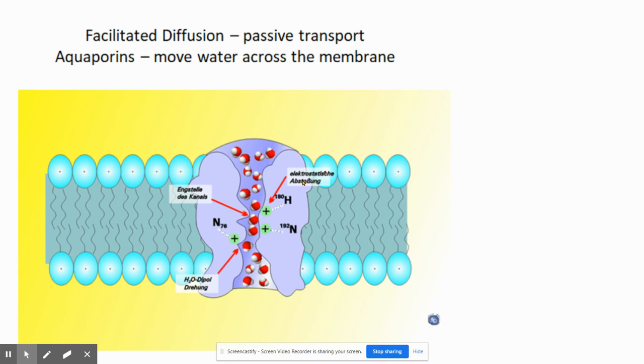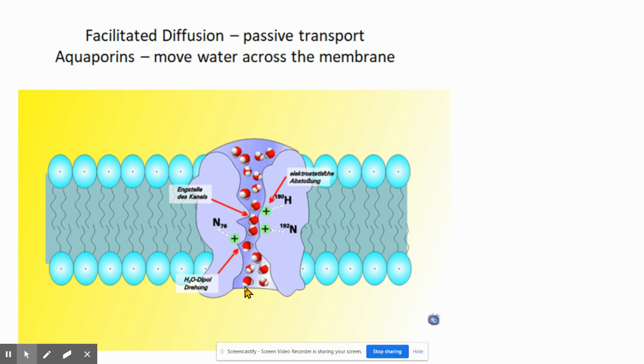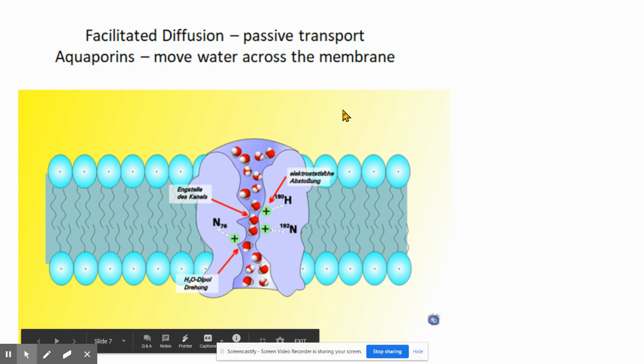And so this is the aquaporin. Water cannot move through the membrane this way because water is polar and this is nonpolar and it won't let it through. So it actually uses this protein here called an aquaporin, and this is how water moves across the membrane. So it's passive transport, right? If there's more water outside than inside, water is going to move from high concentration to low concentration. If there's more water inside the cell than outside the cell, it's going to move that way. So it can move both ways.